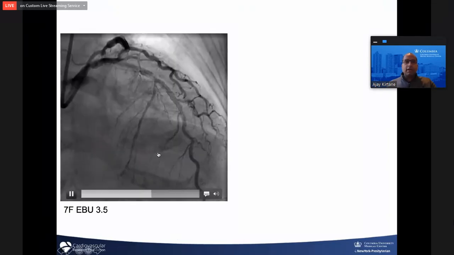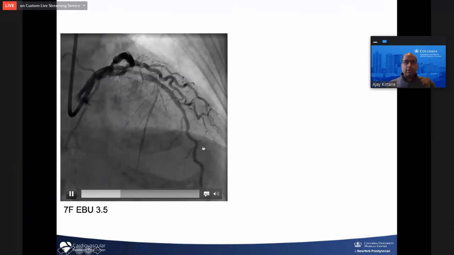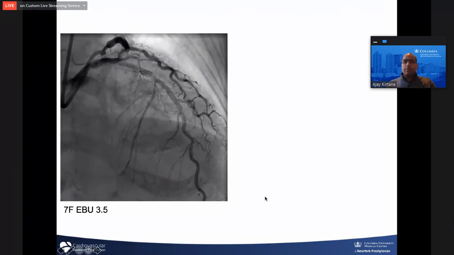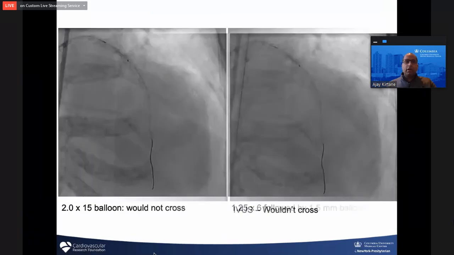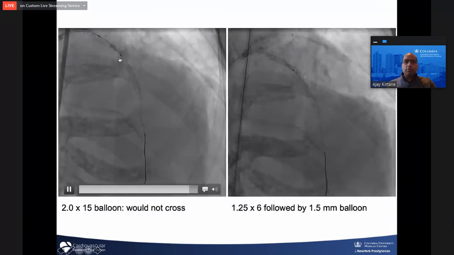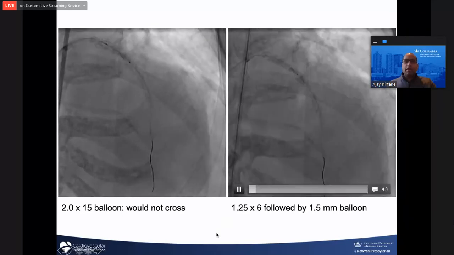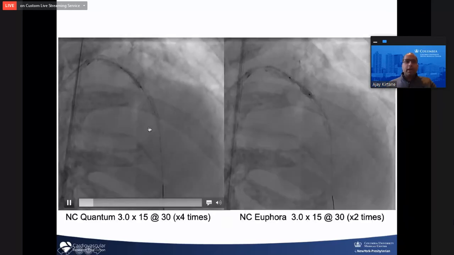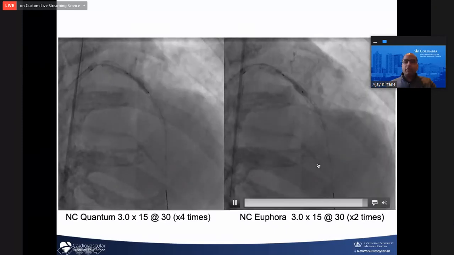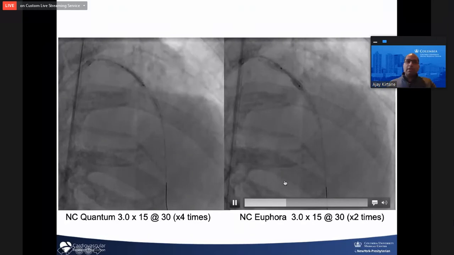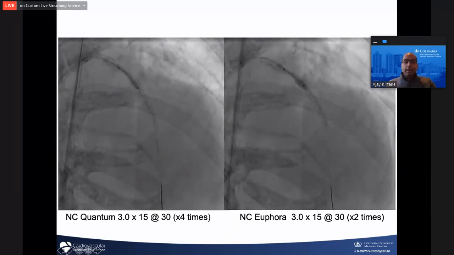You can see it's a big LAD, and in this area here, the stent is just completely compressed. We tried to image it with the IVUS. The IVUS would not cross. We tried taking a 2.0 balloon, would not cross. Ultimately, only a 1.25 balloon crossed, followed by a 1.5 balloon. And then attempts to expand it with NC Quantums at high pressure and different brands as well. You see this waist and how compressed the stent is. And remember, this has already been ablated with the stent.